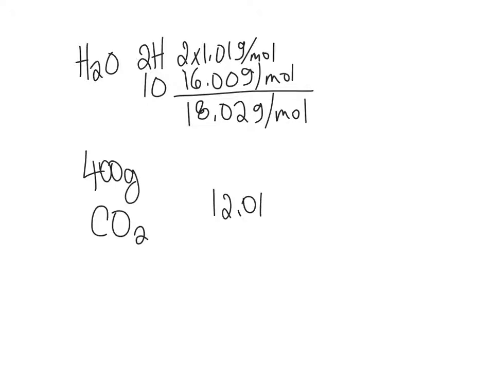12.01. Oxygen. Still 16, so we need 2 of them. Do not drop the zeros. All of your molar masses should end up to 2 decimal places. Your calculator will drop them. Calculator will not show trailing zeros. All right, you do sodium chloride.